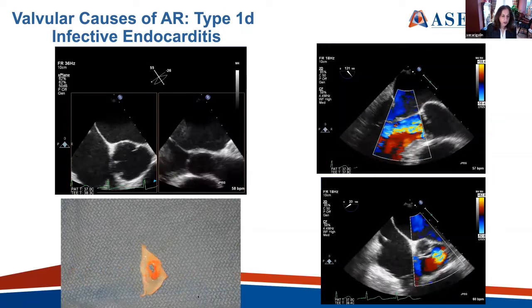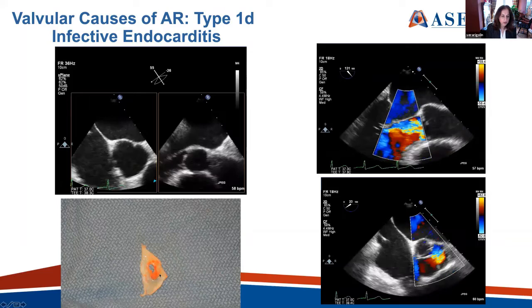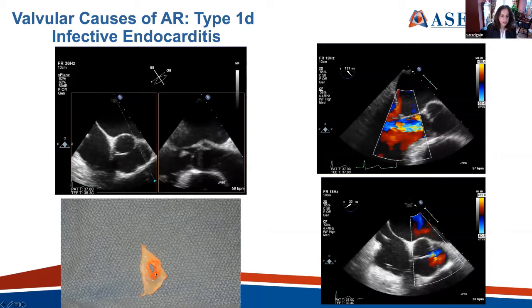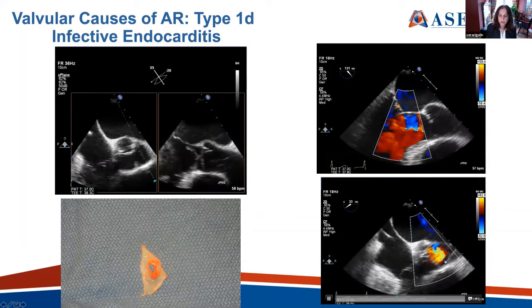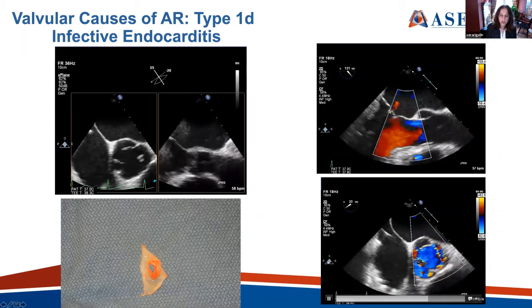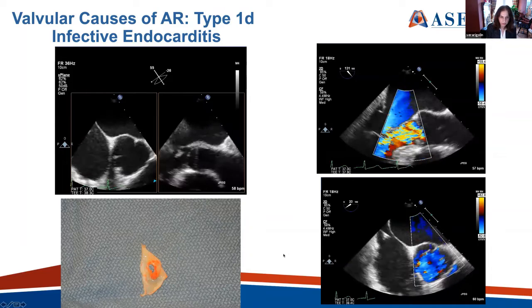And when we look at that same cusp after it was removed in the operating room, you see a perforation here in the center of the valve that corresponds exactly to where that jet of aortic regurgitation originated from.